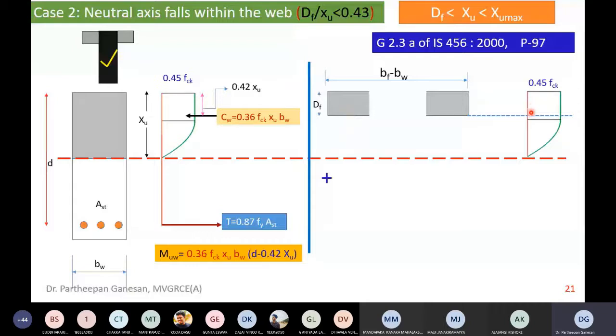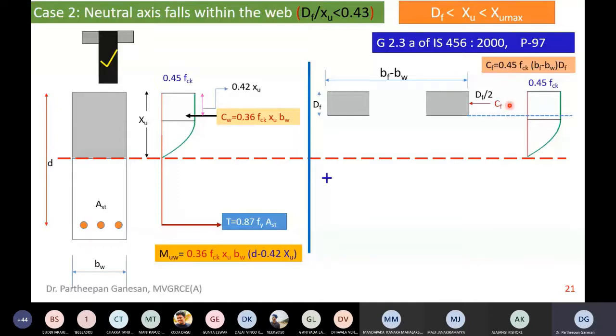Above this, if you see, the stress is only uniform. Stress distribution is uniform, and the entire force will act at a distance of Df by 2 because this is the stress acting, 0.45 fck. That CF value is 0.45 fck, the stress value, multiplied by the area of this flange, which is bf minus bw, the width of the flange, and the thickness of the flange Df. That is the value of CF, the compressive force taken by the flange.